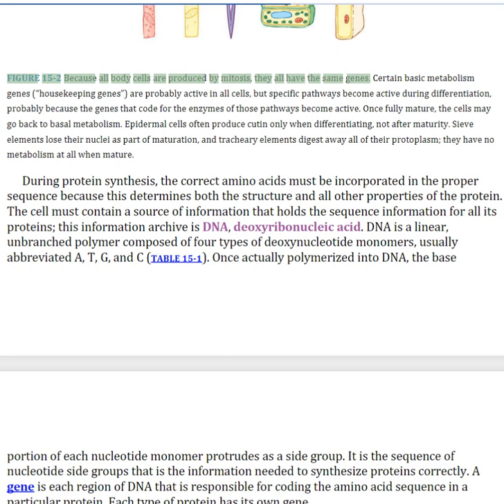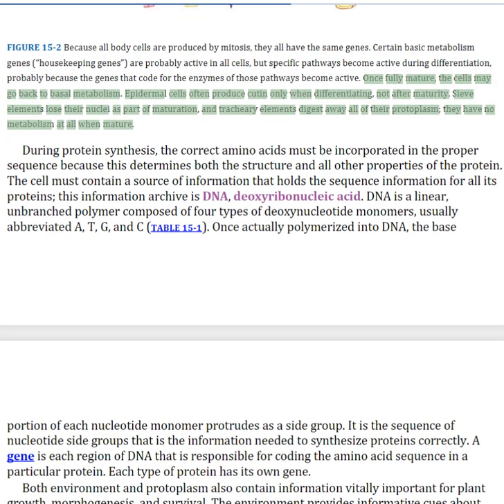Figure 15.2. Because all body cells are produced by mitosis, they all have the same genes. Certain basic metabolism genes are probably active in all cells, but specific pathways become active during differentiation, probably because the genes that code for the enzymes of those pathways become active. Once fully mature, the cells may go back to basal metabolism. Epidermal cells often produce cutin only when differentiating, not after maturity. Sieve elements lose their nuclei as part of maturation, and tracheary elements digest away all of their protoplasm. They have no metabolism at all when mature.